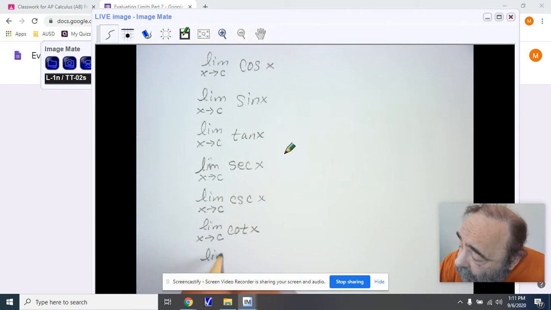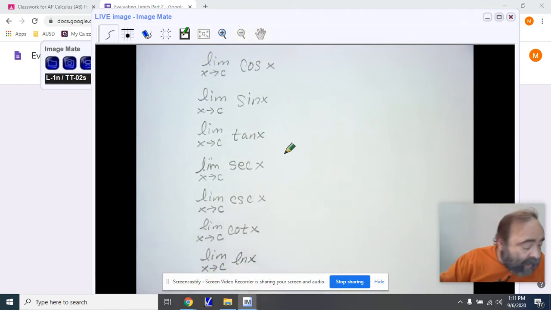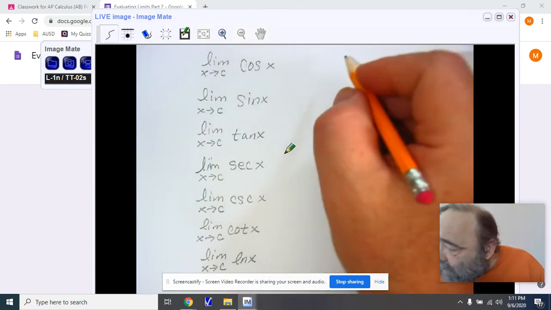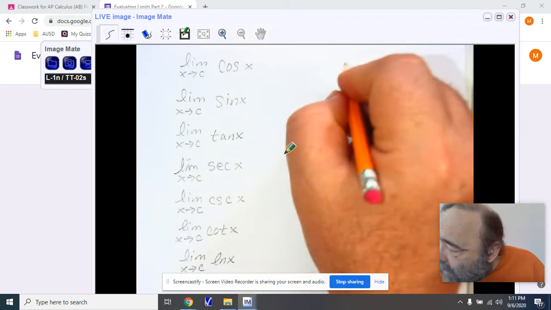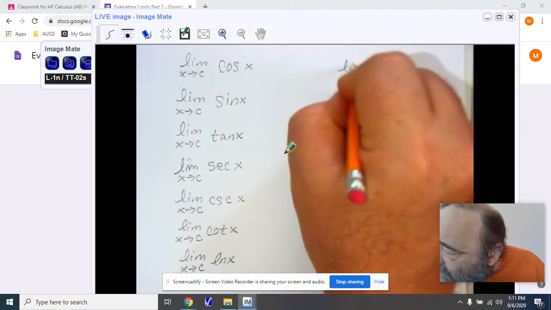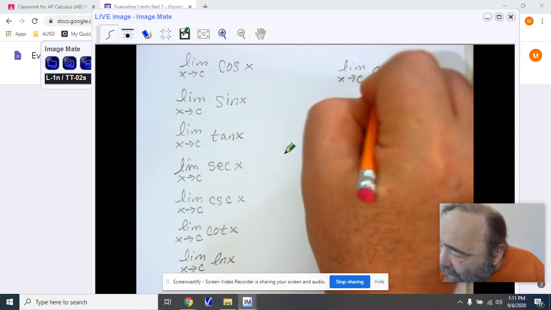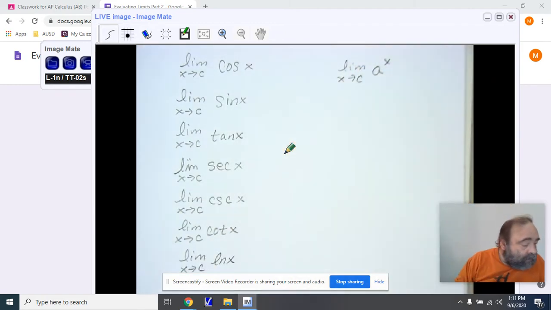Then we have the natural log. We call that transcendental, the natural log of x. And we have the exponential growth and decay. Just going to start a new column, and we're looking at the limit as x approaches c of a to the x. Now, in each of these, we're not talking about at an asymptote.